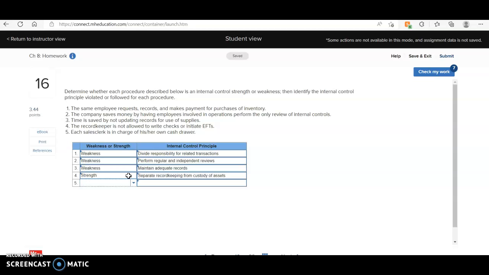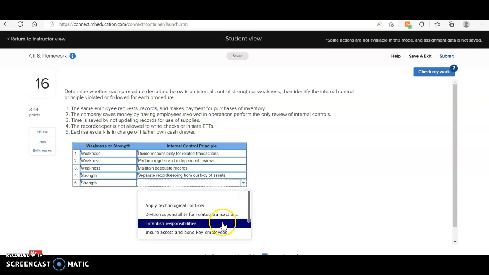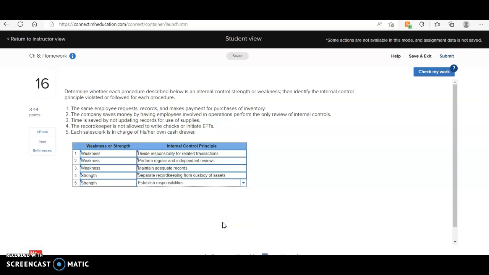And then the fifth one, each sales clerk is in charge of his or her own cash drawer. That's to make sure that if there's a shortage, we know who did it, right? So we see a strength, and in that case, we are looking at them being able to be responsible for themselves and only themselves. So to do that, we have to establish responsibility so we know who is responsible for what. All right, that takes us through number 16. Let's look at our next one.